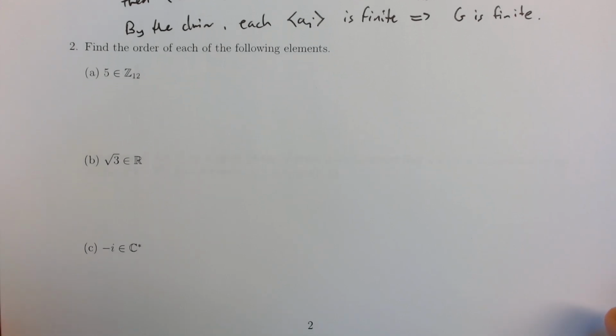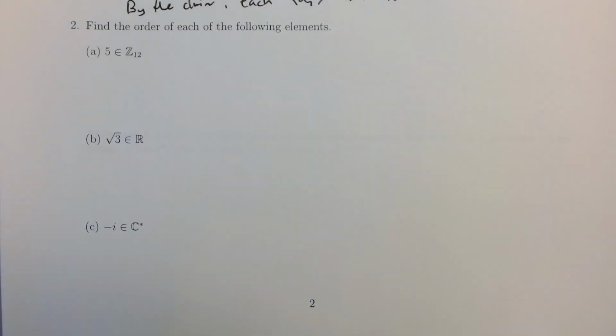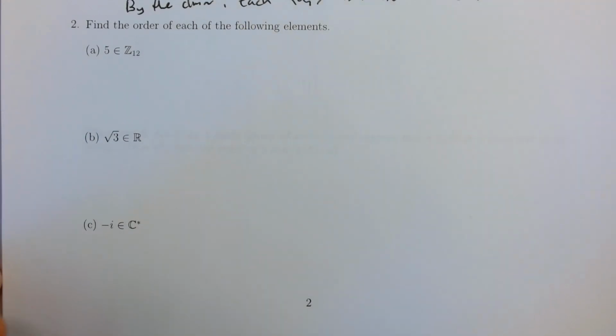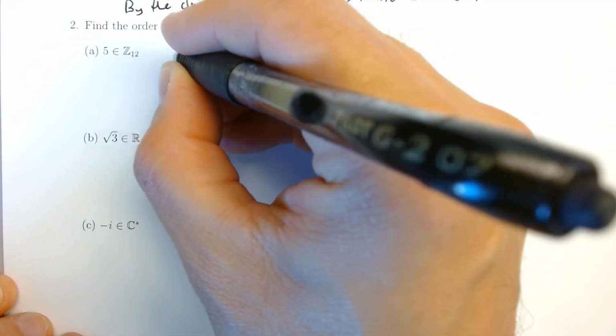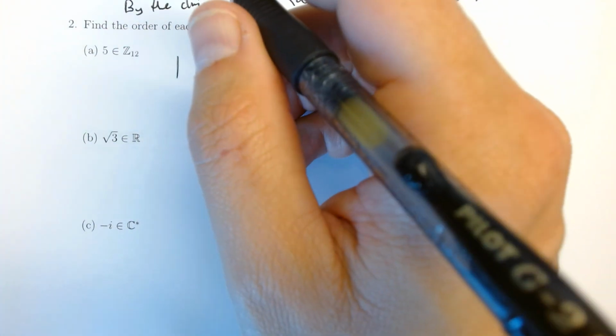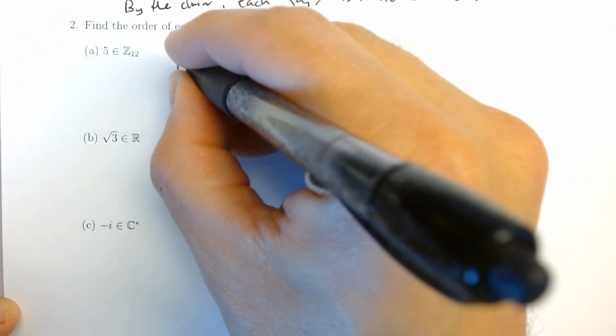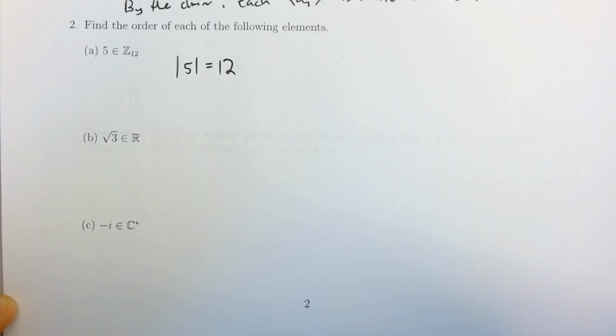Okay, the last couple of examples for this video in this section is to find the order of some elements in some groups. So first, find the order of 5 in Z12. Well, since 5 is relatively prime to 12, it should generate the whole group. And you could test that on your own. Just add 5 to itself, work mod 12, and you should get every number between 0 and 11. So the order of 5 is actually 12.